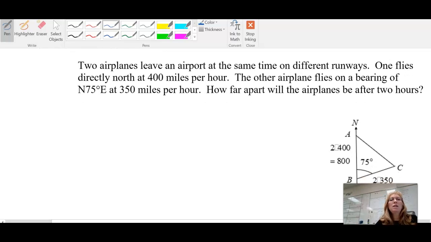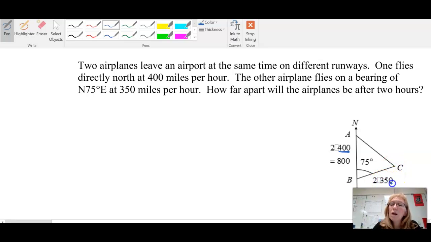Okay, we have two airplanes leaving an airport at the same time, different runways, so they're not going to run into each other. One flies directly north, right here, at 400 miles per hour. The other plane flies on a bearing of 75 degrees, north 75 degrees east, so he's going this direction. He's going 350 miles per hour. Okay, how far apart will the airplanes be after 2 hours?